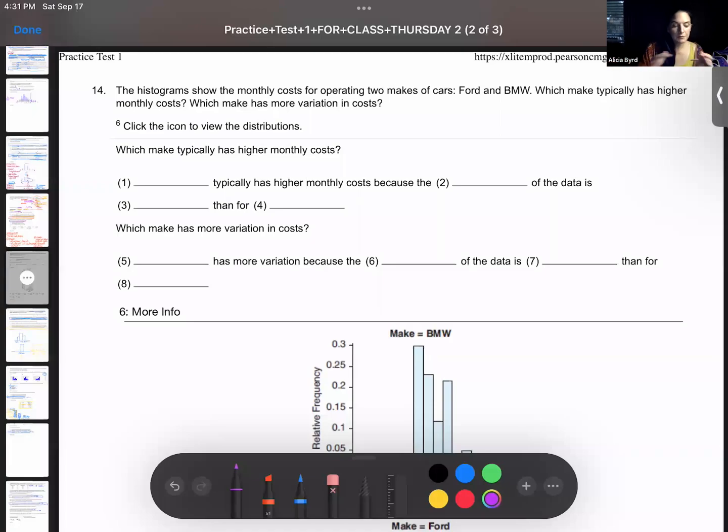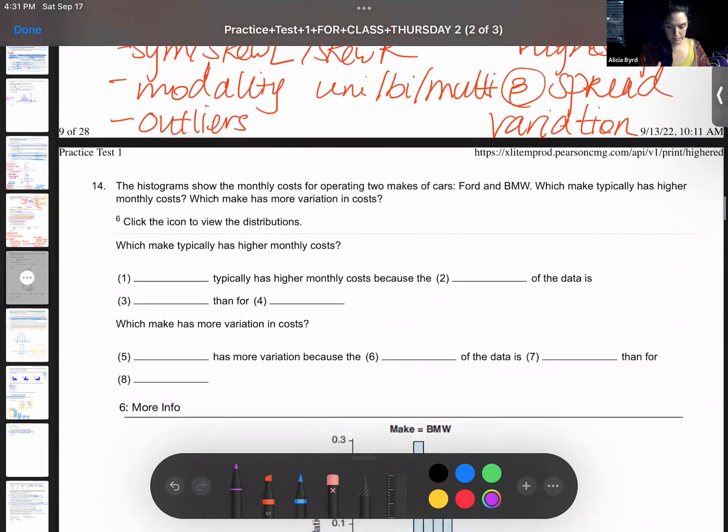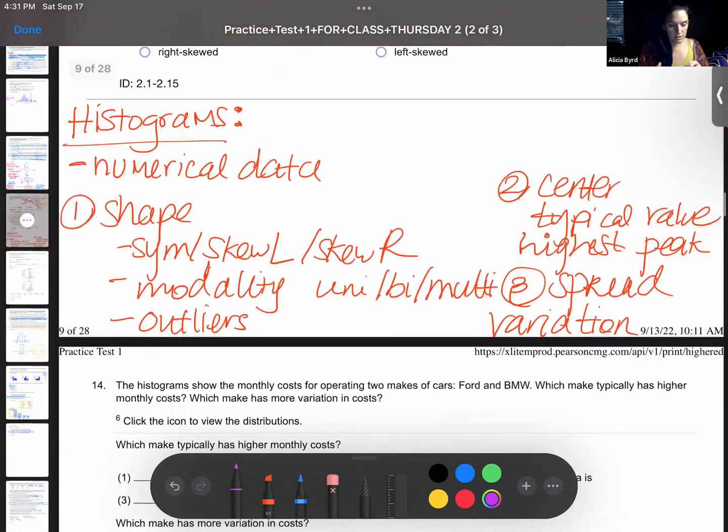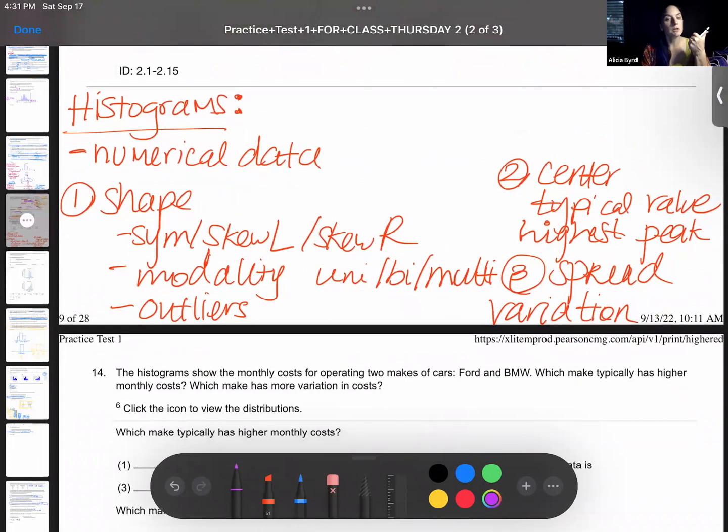All right, so we're going to look at number 14 from the practice test. And this is comparing two histograms. So I'm going to come up here and just again review histograms. We're looking at numerical data. We use them for numerical data. And we look at the shape, the center, and the spread.